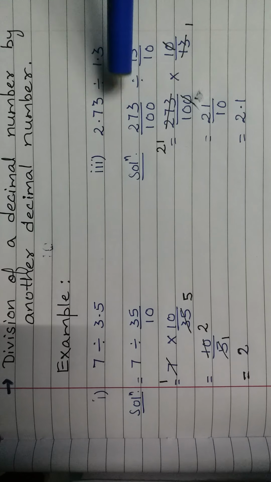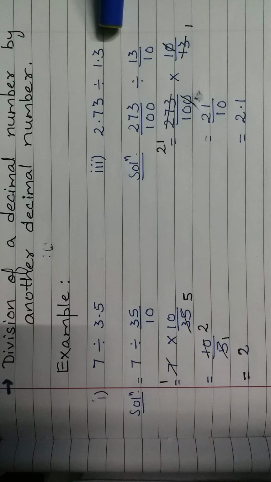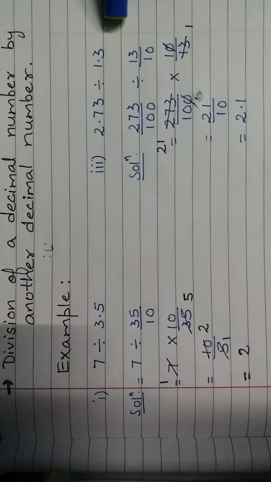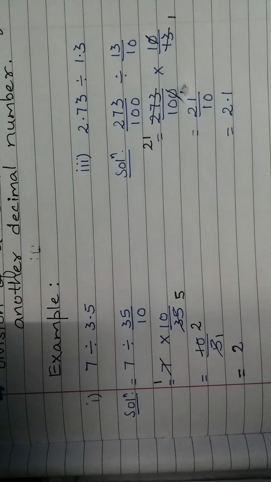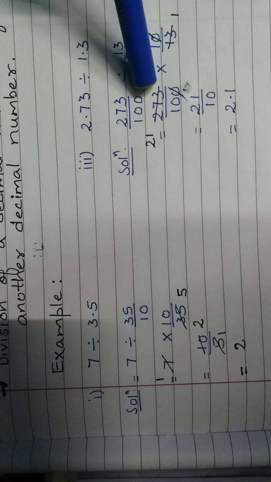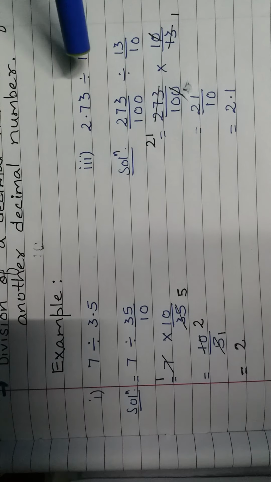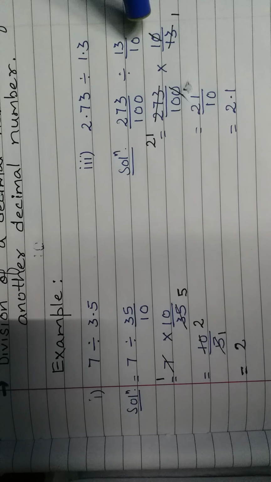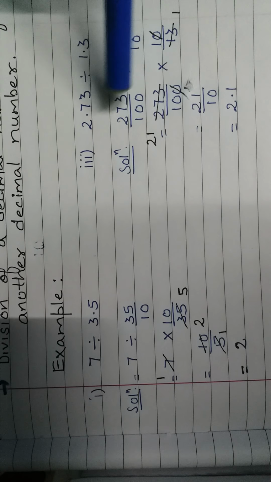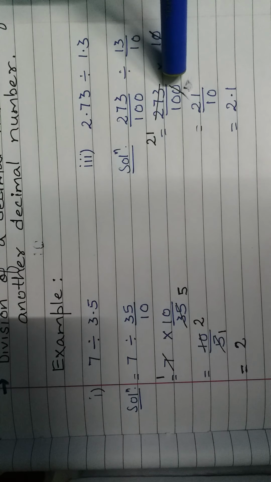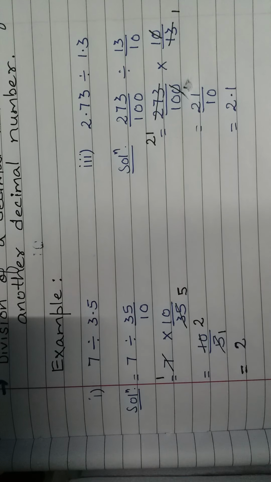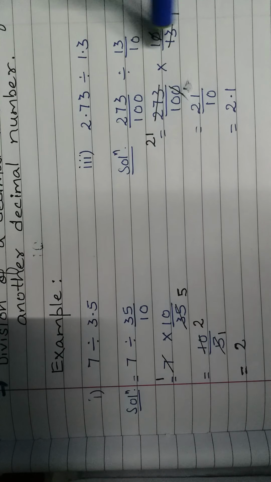Here we have 2.73 divided by 1.3. Here we have both the dividend as well as the divisor as decimal numbers. So for that we have to change both of them into fractions. So 2.73 can be written as 273 upon 100 as a fraction, divided by 1.3 which can be written as 13 upon 10 as a fraction. Now we have a fraction divided by a fraction. So the dividend will come as it is, 273 upon 100, the division sign will be converted into multiplication, and then we have to write the reciprocal of the divisor, that is 10 upon 13.